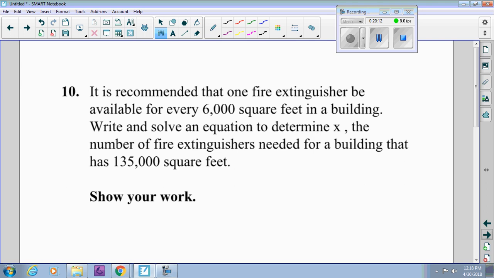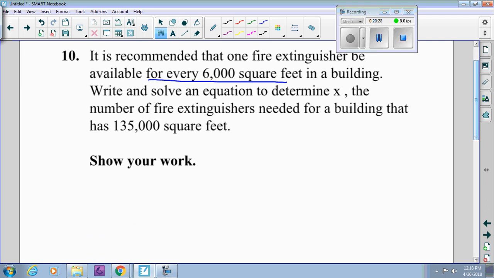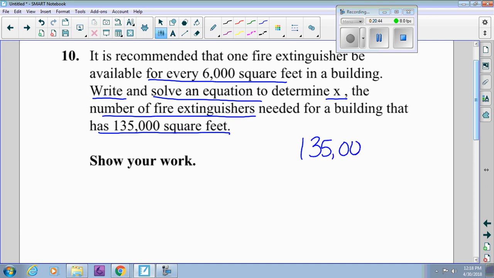Anyway, it's recommended that one fire extinguisher be available for every 6,000 square feet in a building. So write and solve an equation. You have to write the equation and solve it to determine the number of fire extinguishers needed in a building with that many square feet. You're pretty much taking your 135,000 square foot building and dividing it by 6,000 to see how many of these you're going to need. And that's going to give you X.